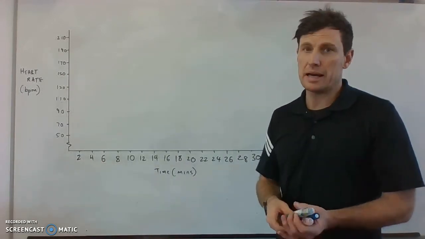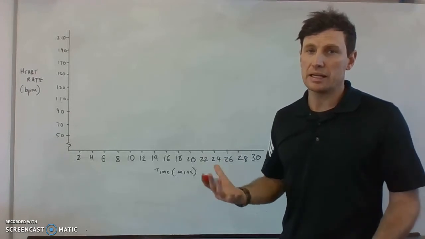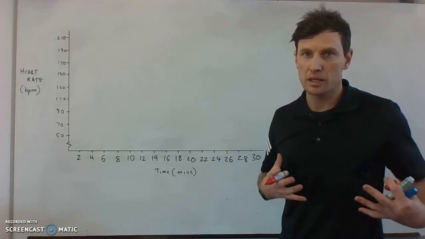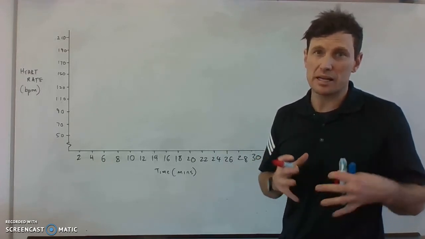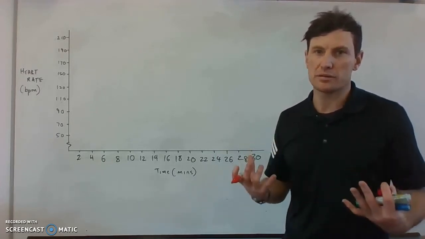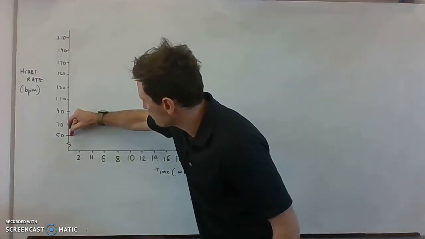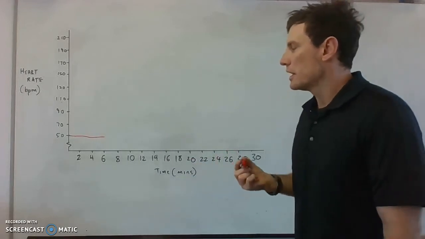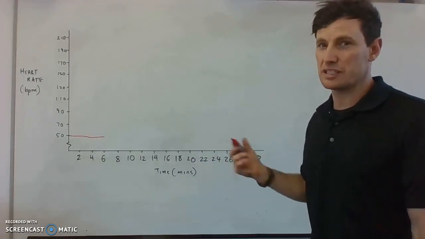So we know that a pro athlete, an elite aerobic athlete, has a lower resting heart rate. This is because they have a larger stroke volume. So that means at rest, they can have a lower heart rate to fulfill the needs of the body. So around 50 beats per minute, or if not lower, would be their resting heart rate. So they're resting for the first 6 minutes of this activity.